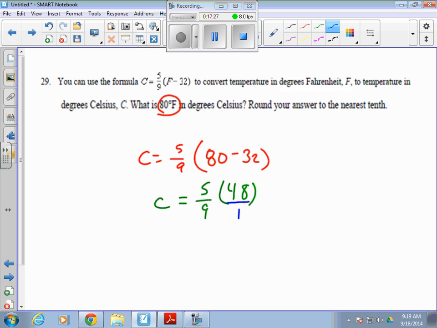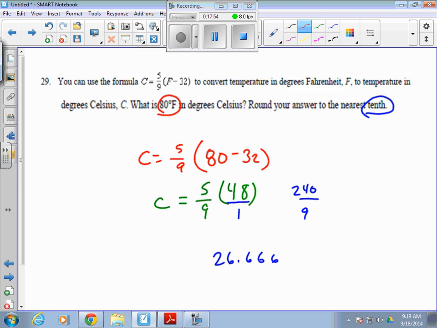5 times 48 is the same thing as 5 times 50 minus 2. That's the distributive property. 5 times 50 is 250. But when you subtract 5 times 2, it's going to be 240 for that. Over 9 times 1 is 9. 240 divided by 9 is 26 point, and it just keeps going, 26.666 degrees. It says round to the nearest tenth.